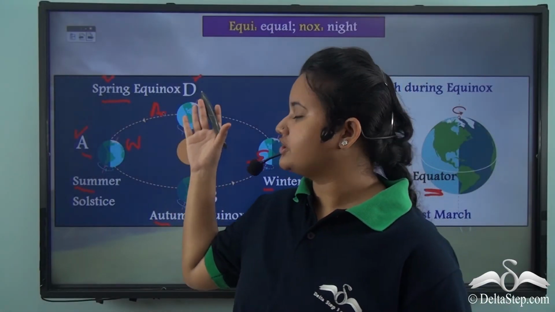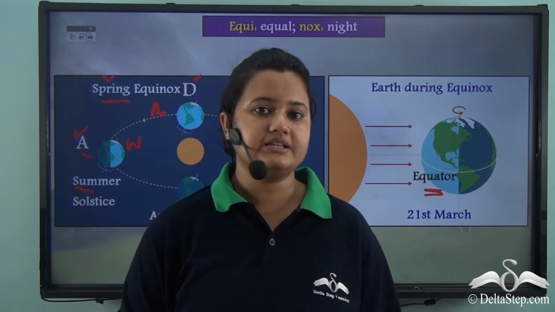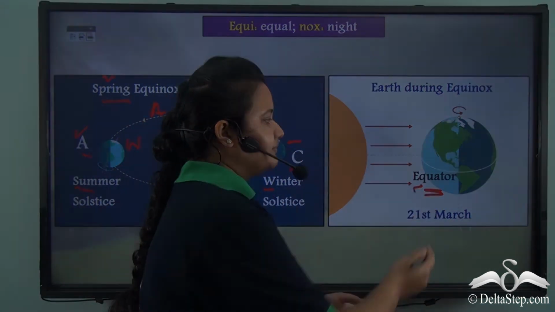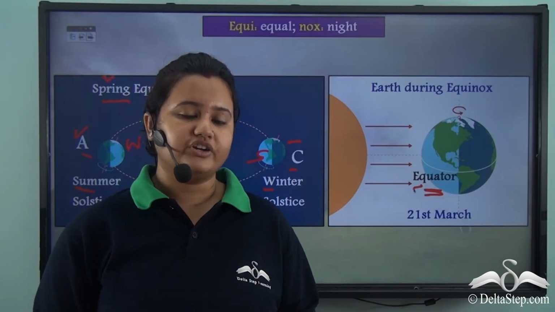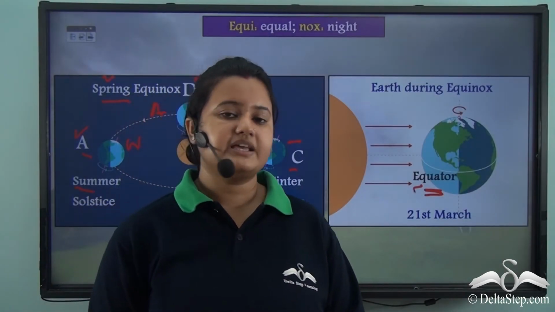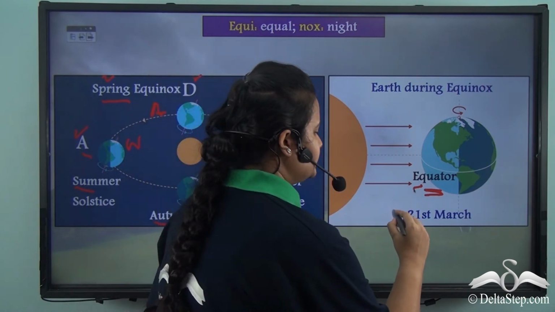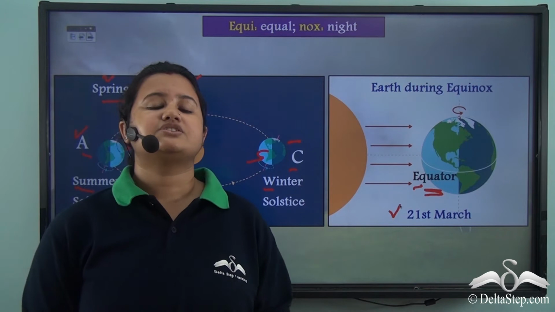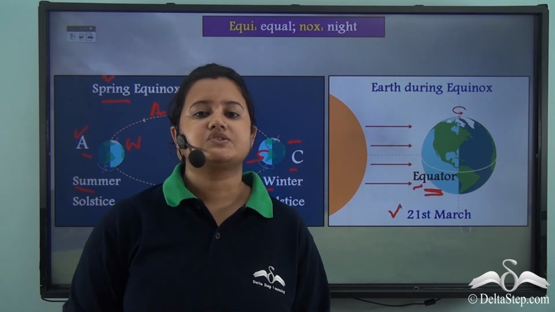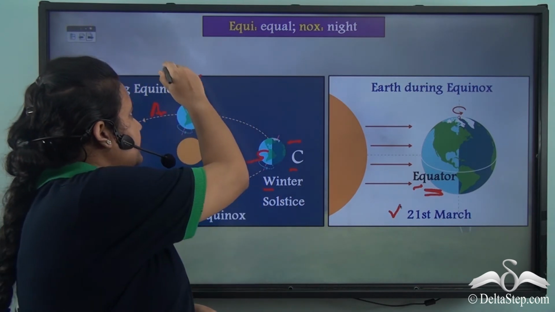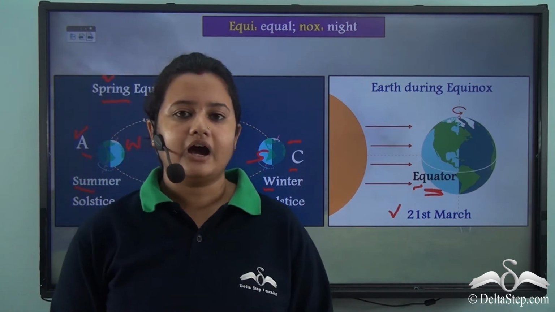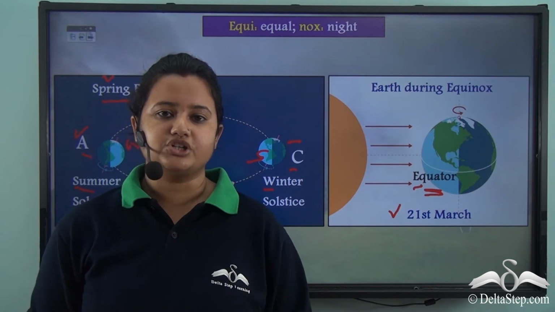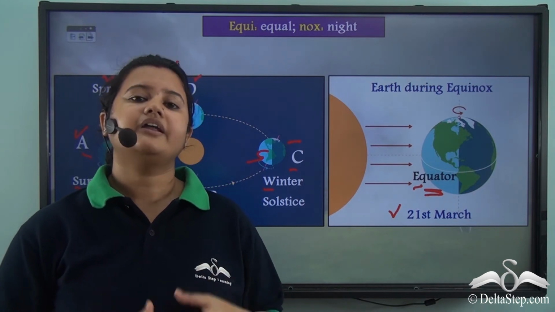Now, at position D, as we just discussed, the sun is overhead the equator. And the particular day on which this event takes place is on 21st of March. So this day, that is 21st of March, is also known as spring equinox. Now it is called equinox because here the duration of days and nights are equal.